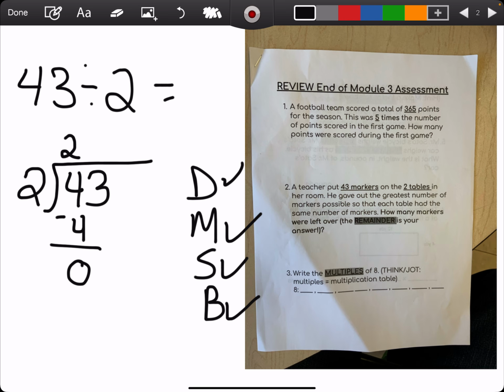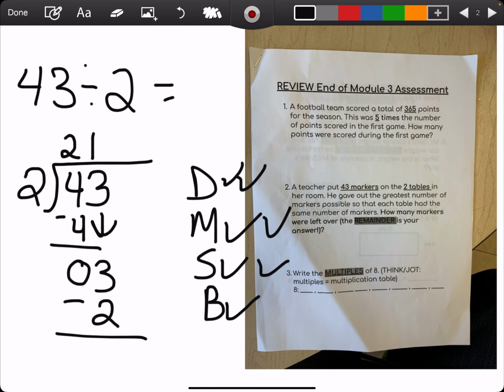I have another digit to bring down in our dividend. Is 3. Start over. 2 goes into that 3. How many times without going over? 1 time. Divide. Multiply that 1 times the 2. Subtract. 3 minus 2 is 1. I have nothing left to bring down, so that is my answer, 21, remainder 1.